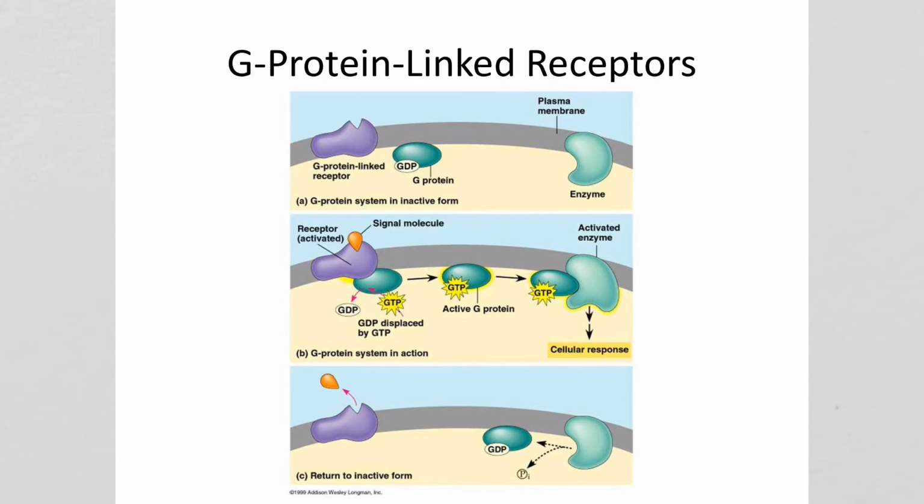So here's a picture of a G-protein linked receptor. We see here the ligand binding to it. This alpha subunit now gets GTP attached to it. It breaks away, slides down the surface of the membrane and activates the second enzyme. This enzyme, at least in a lot of pathways, is called adenylyl cyclase.